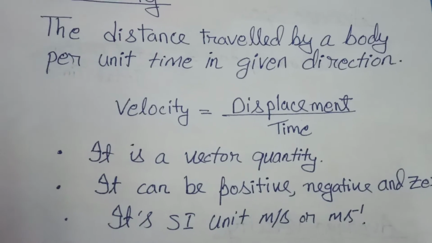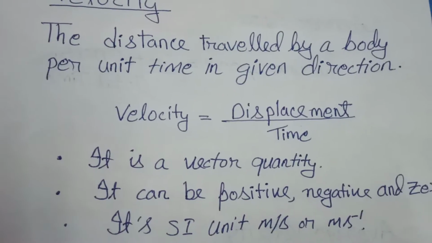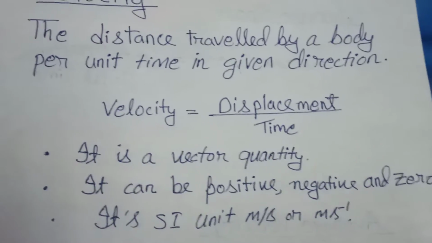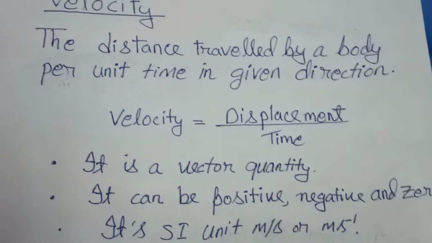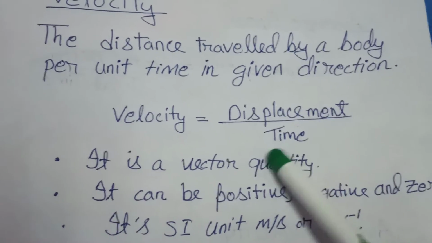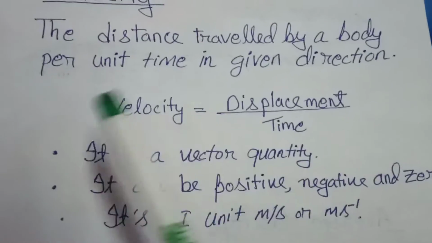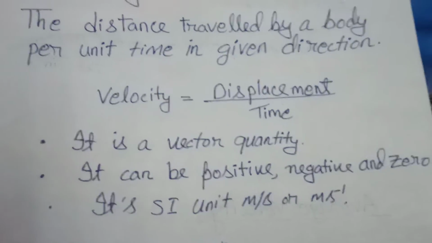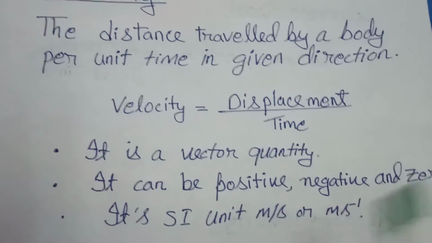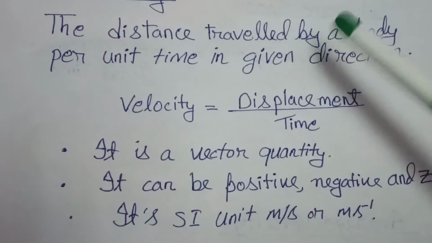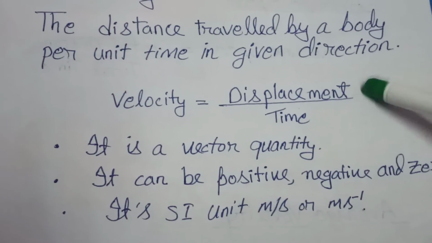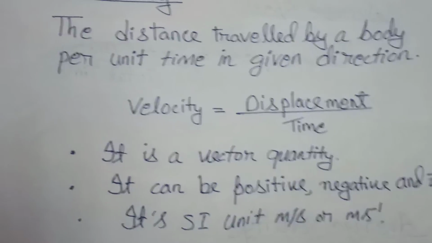Now let us look at the key points. Here it is a vector quantity. That means it will give you magnitude as well as direction. And point number 2 is telling us that it can be positive, negative and 0. When displacement is positive, then velocity will be positive. When displacement is negative, then velocity will be negative. When displacement is 0, then velocity will be 0. And the SI unit for velocity is meter per second, same as speed, because the SI unit of displacement is meter and the SI unit for time is second. From there we can find meter per second. To understand velocity, let us take an example.